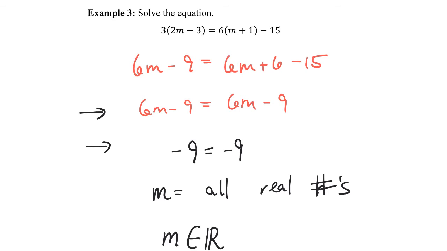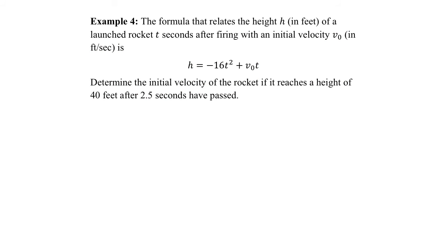Jimmy, I got to this step. What I originally did was I added 15 to both sides, and got 6m plus 6 equals 6m plus 6. Inherently, isn't it the same thing I got? Yeah, because as long as you have an identical expression on both sides, your answer is all real numbers. Doesn't matter what line you stopped at, it matters that you have the same on both sides. Yeah, that's correct. All right, let's take a look at example 4 here.